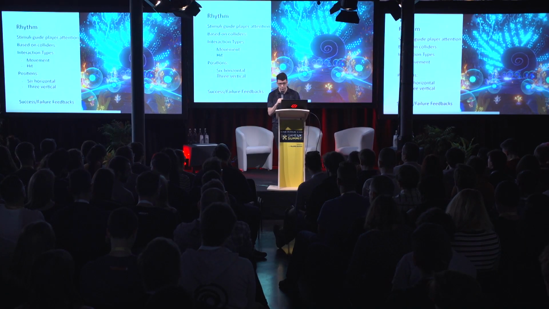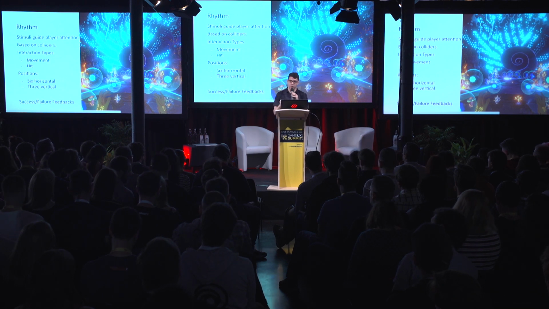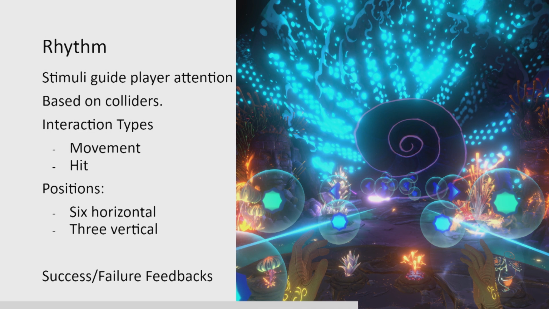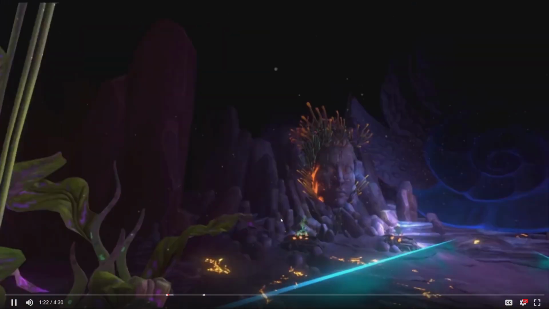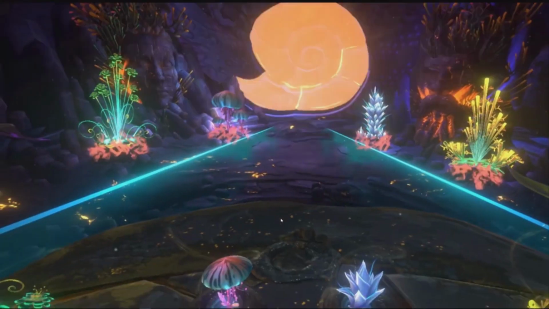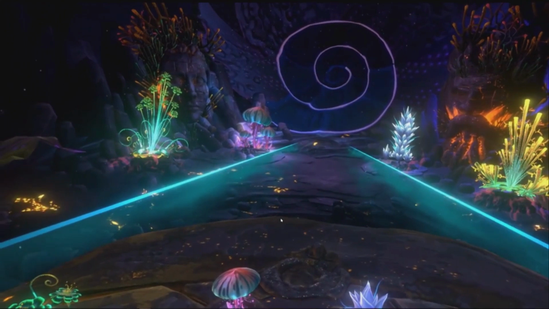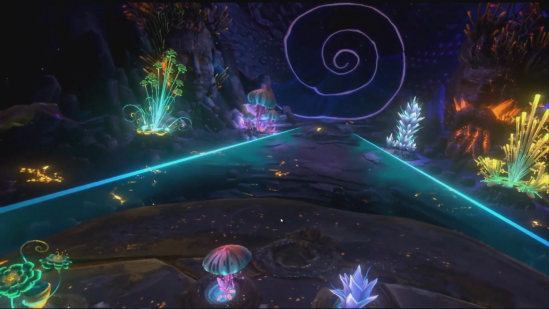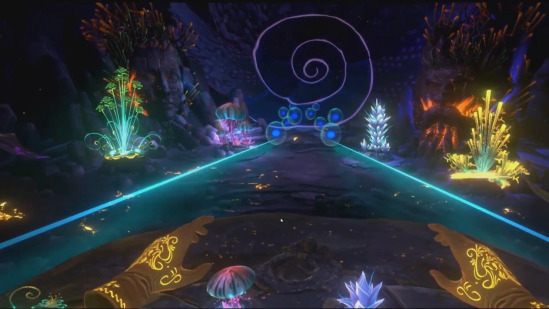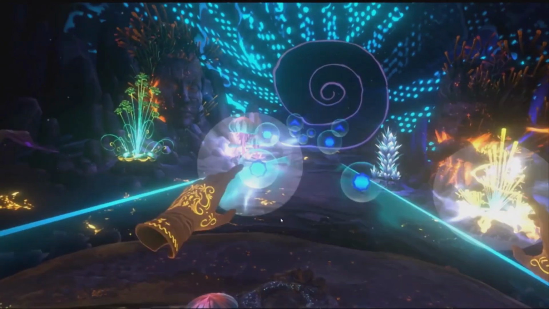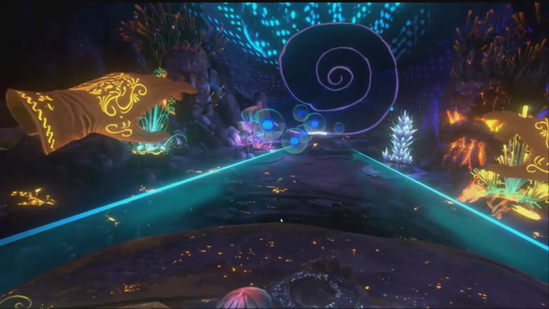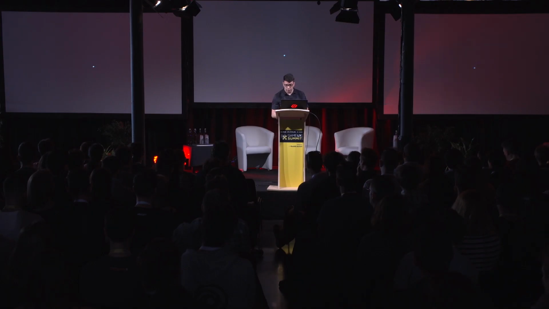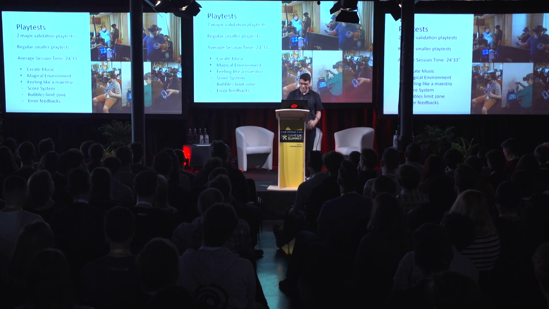And important, the success and failure feedbacks. Bubbles would pop red if it was at the wrong time. And you had different visual effects for the correct interactions. So you can see the stimuli going to the back of the stage, then the lanes to the side moving to you, and then the game starts.